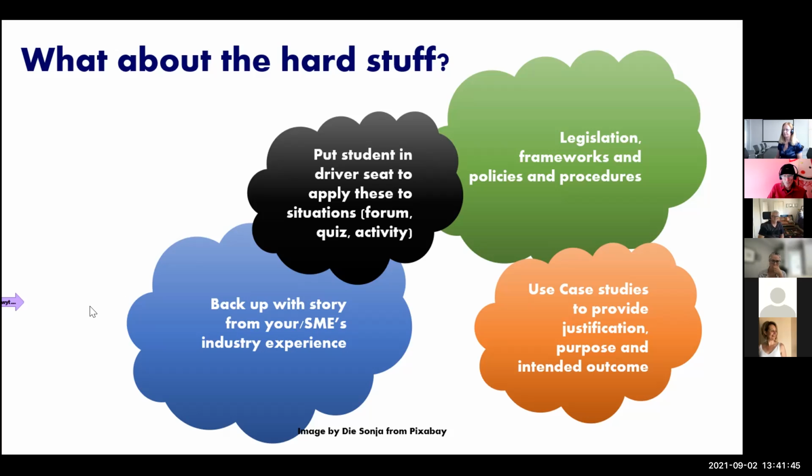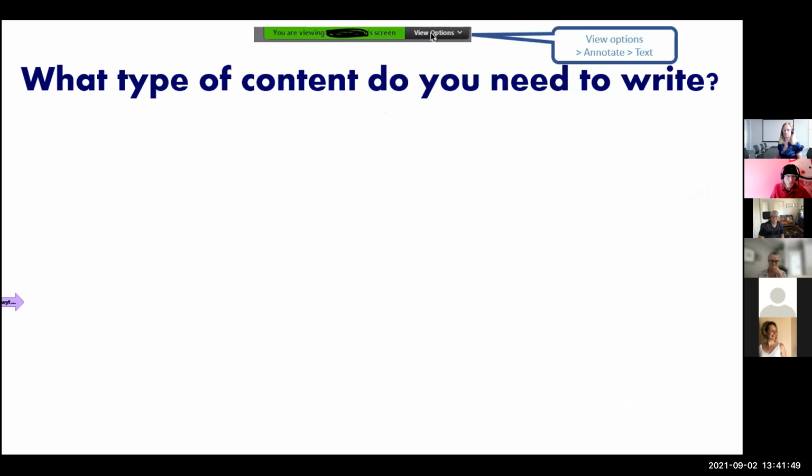So I'm going to ask you, I've got a bit of a whiteboard activity for you. What type of content do you need to write? What is the nature of the content that you're going to write? Is it knowledge-based? Is it information? Is it policy and procedure? Is it job processes and tasks? If you think about what skill you're writing for and knowledge, then what type of content do you have to write?